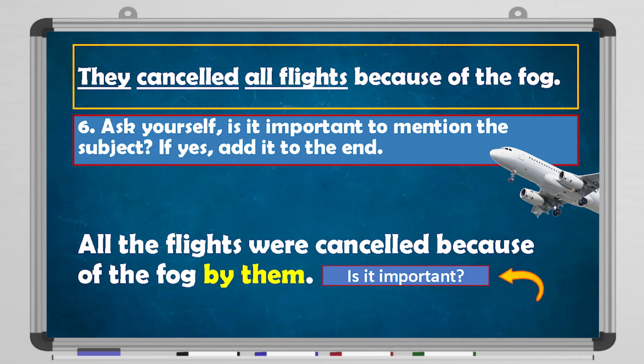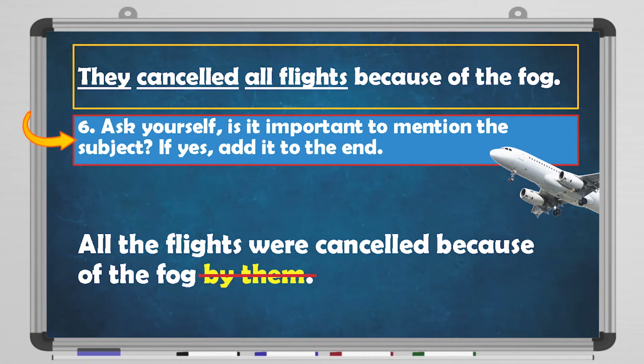Now, is it important to mention the subject? If yes, add it to the end. Now, the subject here is they, and I will say by them. And then I will look at the sentence and I will ask myself, is it important to mention the subject? If not, just don't mention it.